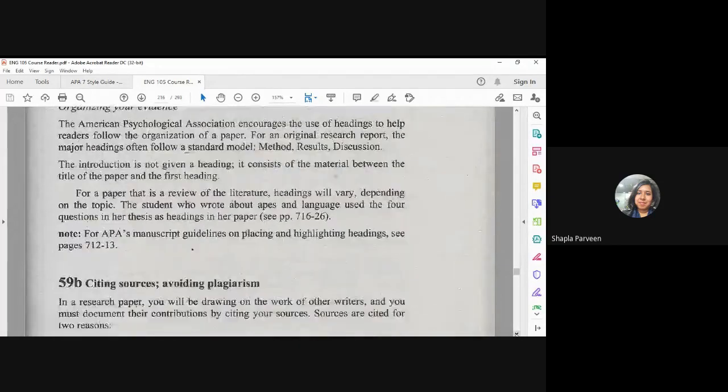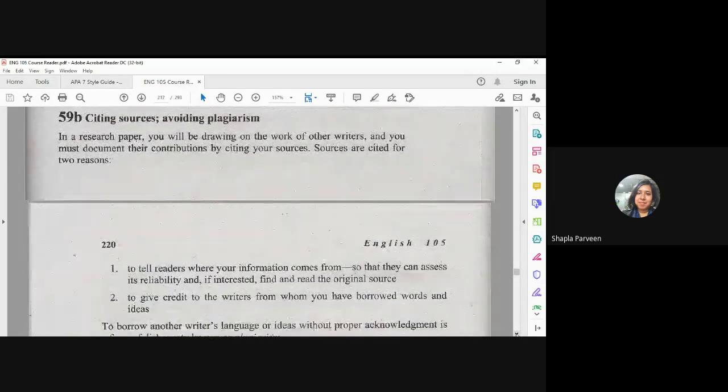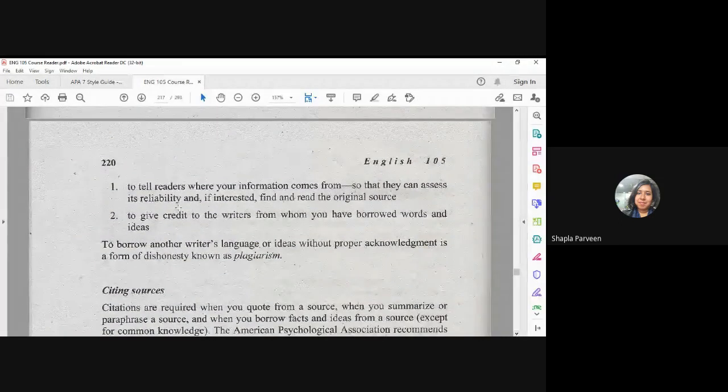Okay, so here, going down, citing sources, avoiding plagiarism. That's what I said. In a research paper, you will be drawing on the work of other writers, and you must document their contributions by citing your sources. Sources are cited for two reasons. Okay, so here, to tell readers where your information comes from so that they can assess its reliability and, if interested, find and read the original source, and also to give credit to the writers from whom you have borrowed words and ideas.